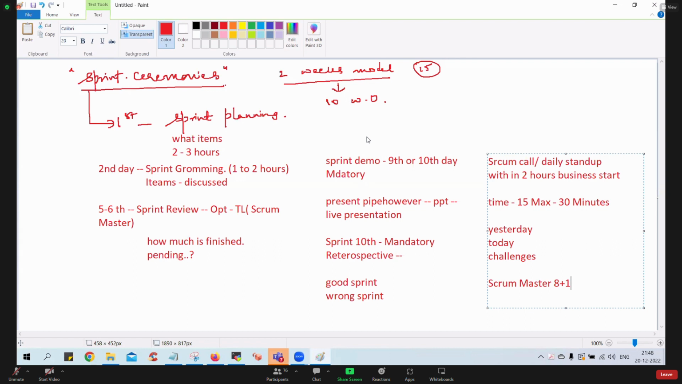The Scrum Master's role is like a team lead, a facilitator who manages your sprint. Because you should have somebody to manage your sprint, guys. Technically, the Scrum Master will be the person who has good knowledge of the technology.